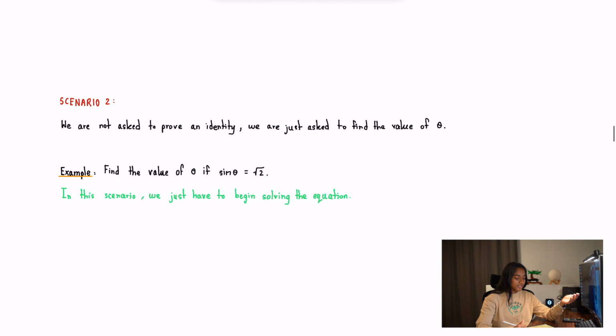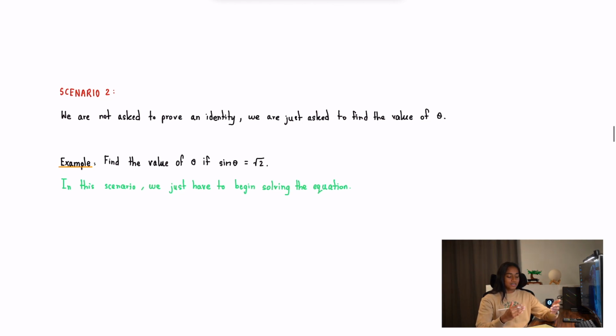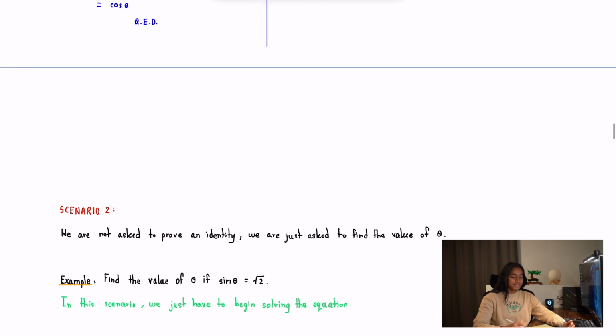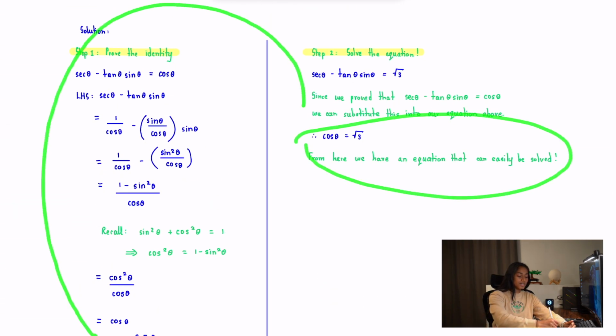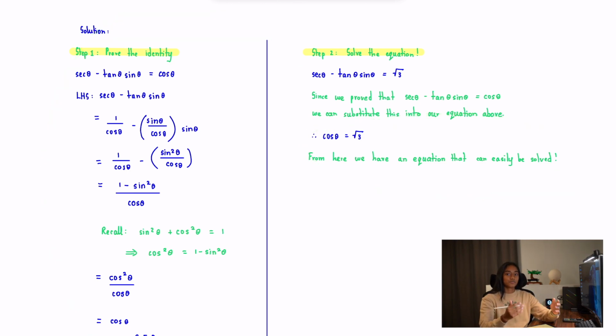The second scenario is if we are not asked to prove an identity and are just asked to find the value of theta, which is very unlikely, but it could possibly happen. That is basically just jumping to this step here and ignoring the identity being proven.